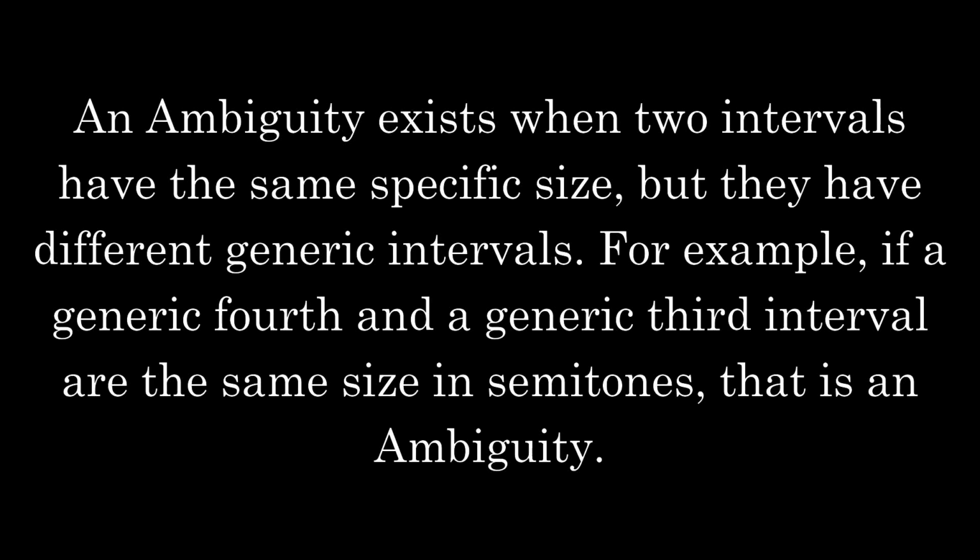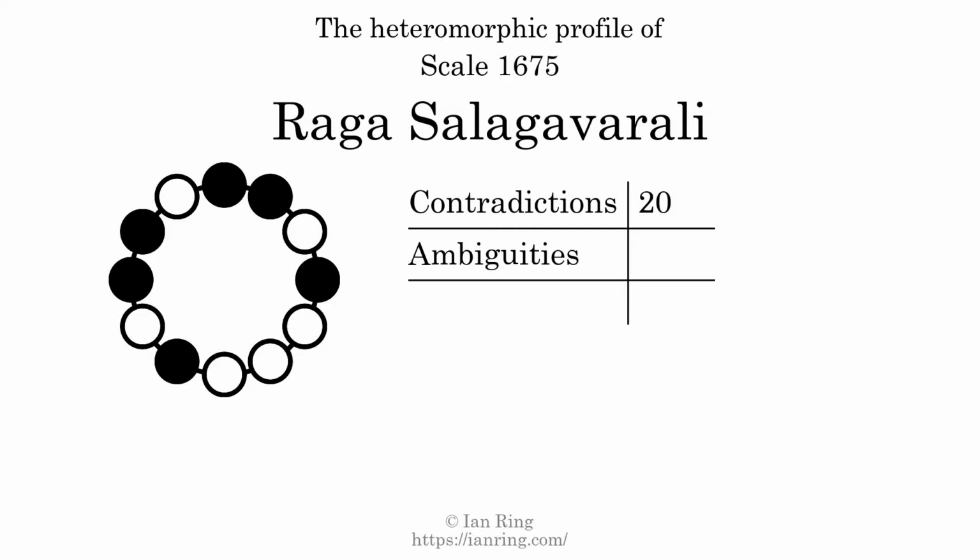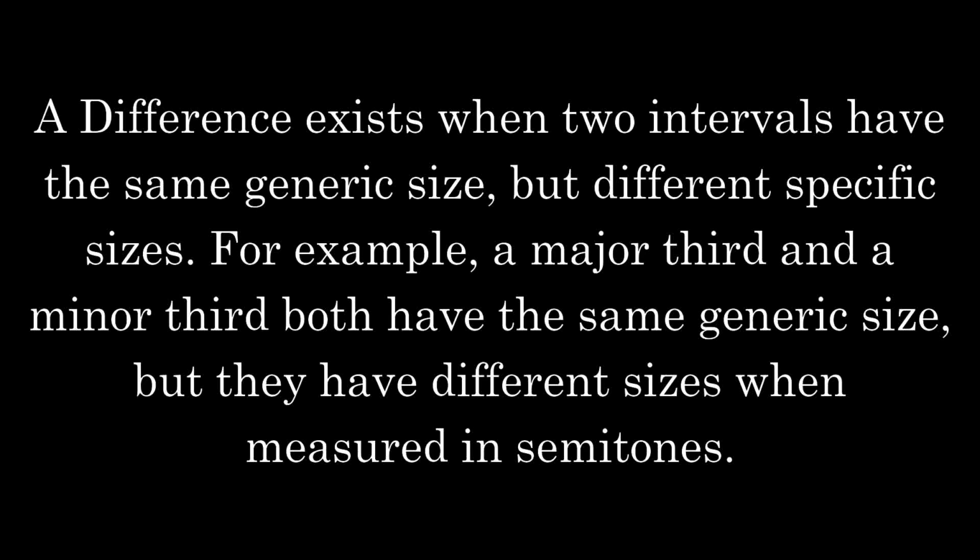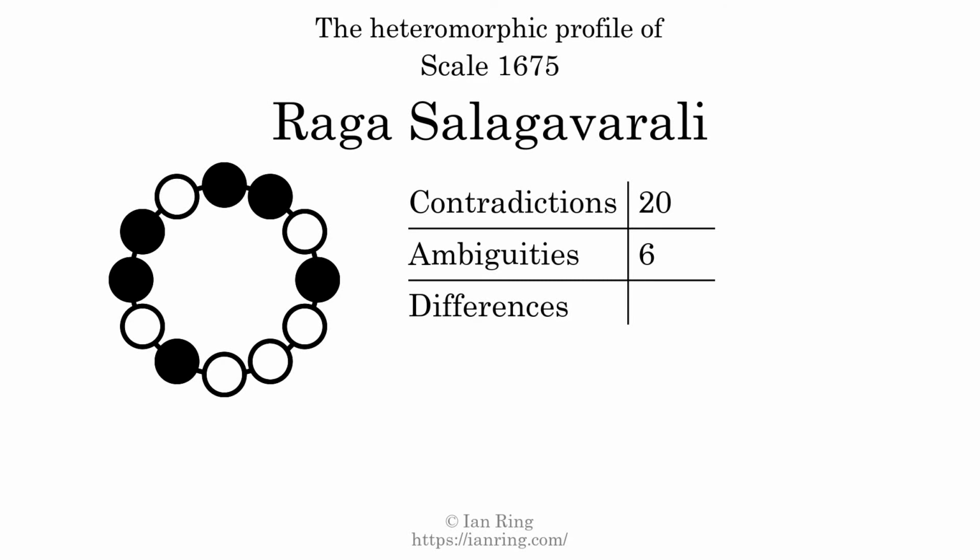An ambiguity exists when 2 intervals have the same specific size, but they have different generic intervals. For example, if a generic fourth and a generic third interval are the same size in semitones, that is an ambiguity. The number of ambiguities in this scale is 6. A difference exists when 2 intervals have the same generic size, but different specific sizes. For example, a major third and a minor third both have the same generic size, but they have different sizes when measured in semitones. The number of differences in this scale is 51.